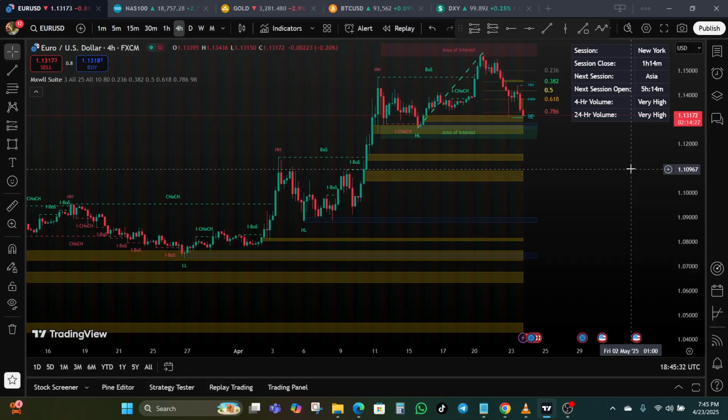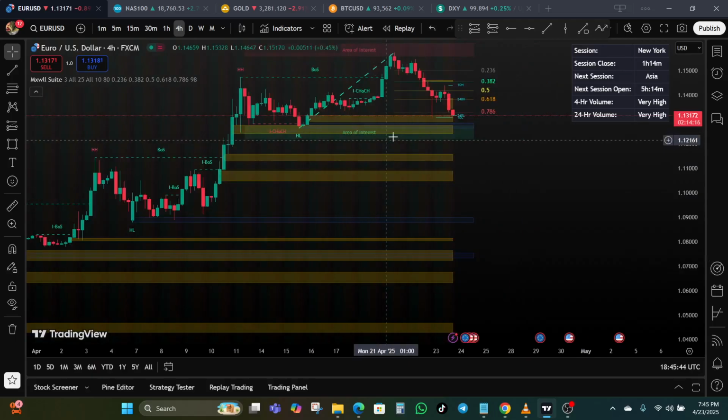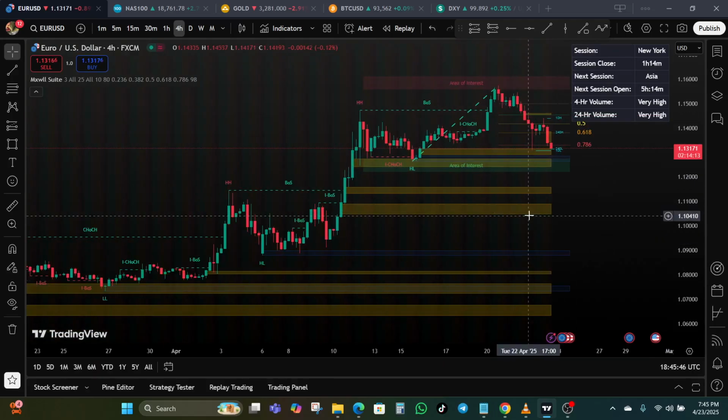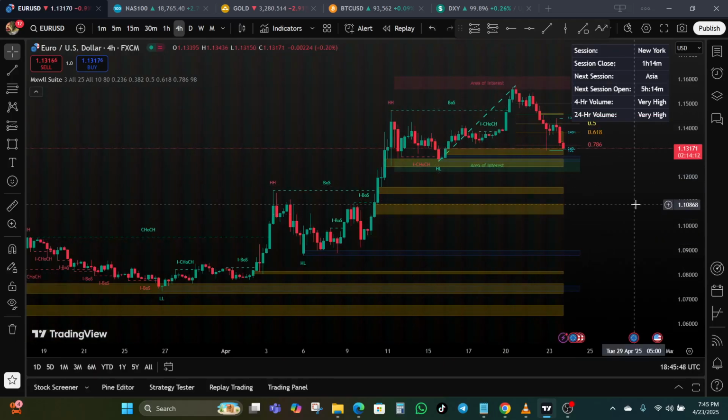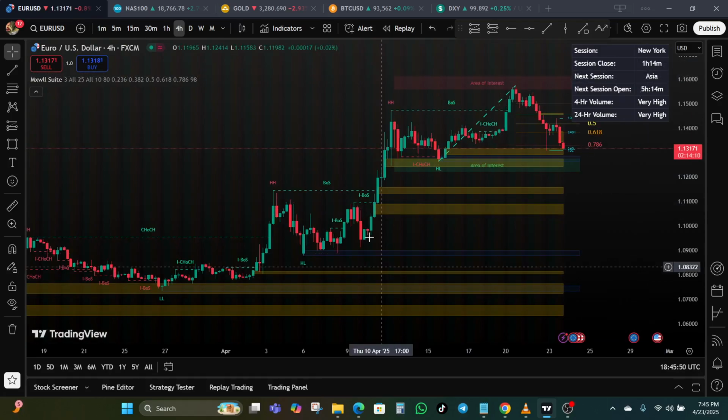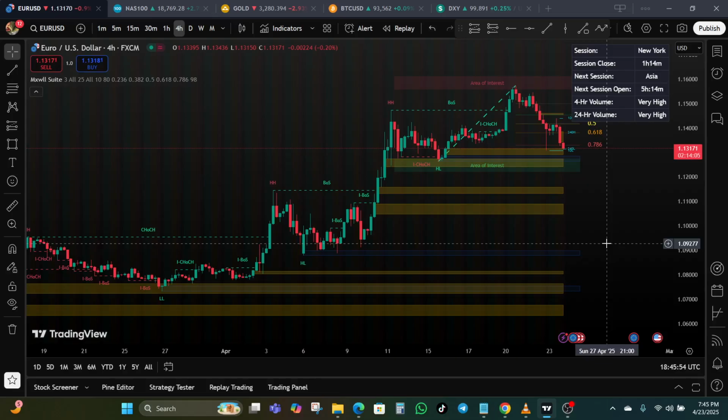So what is the Mxwll Price Action Suite? It is more than a strategy, it's a trading framework. As you can see, valuable information is presented by this indicator. Basically this framework is built around core price action principles.